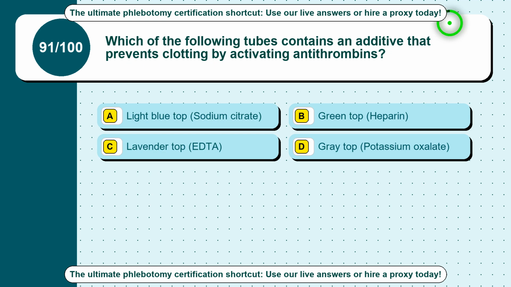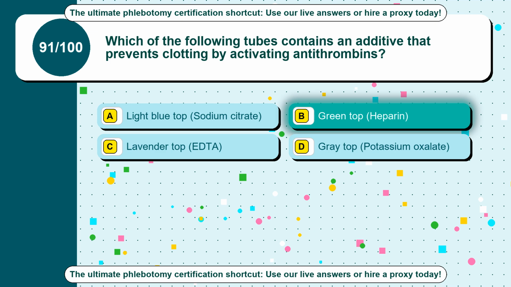Question 91. Which of the following tubes contains an additive that prevents clotting by activating antithrombins? Option A, light blue top, sodium citrate. Option B, green top, heparin. Option C, lavender top, EDTA. Option D, gray top, potassium oxalate. The correct answer is option B, green top, heparin.